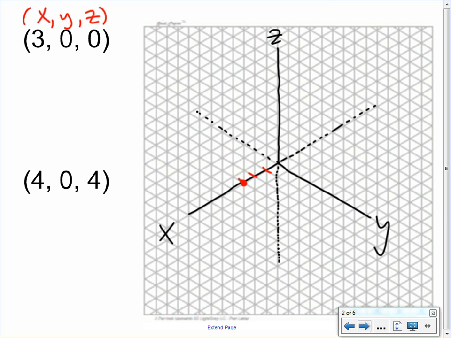Now let's plot (4, 0, 4). So we're going to move 4 along our x-axis, 0, we don't have to go anywhere, right? And then we're going to move up 4. So you notice from this point, there's a vertical line. Move up 1, 2, 3, 4. Wait, that's also on the wrong axis. What I want you to do is make dotted lines for your path. You move out this way, you move up this way. So how we are looking at it, it looks like that point is on the y-axis, but it is not.